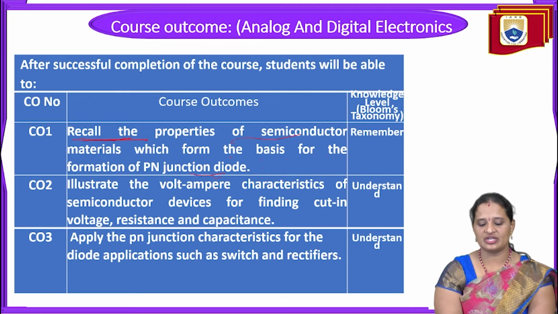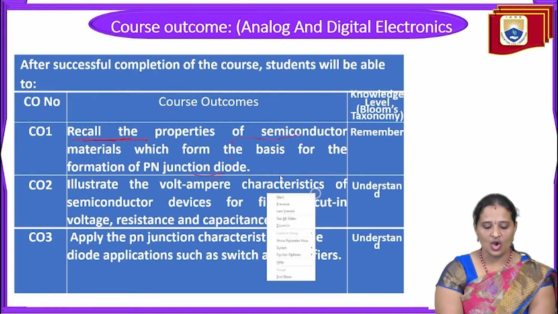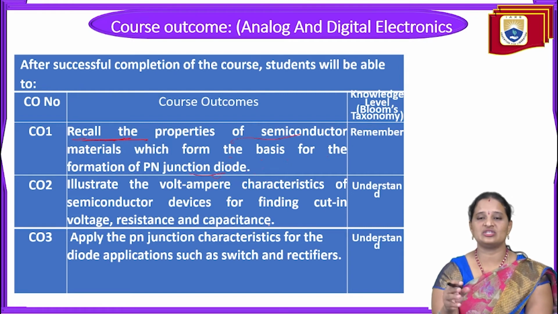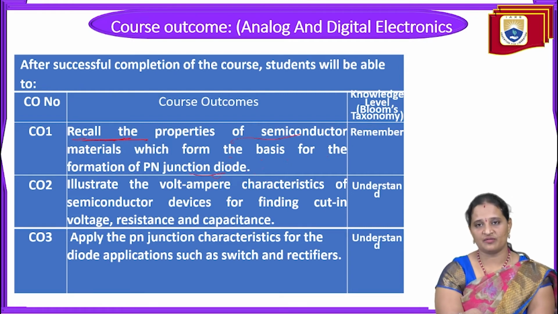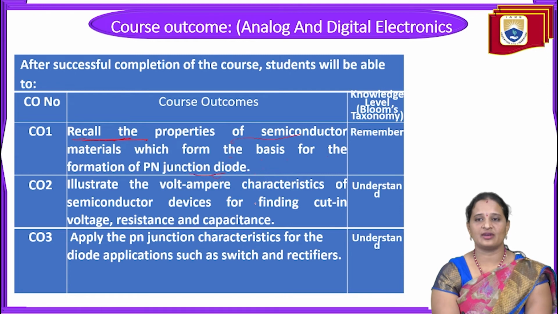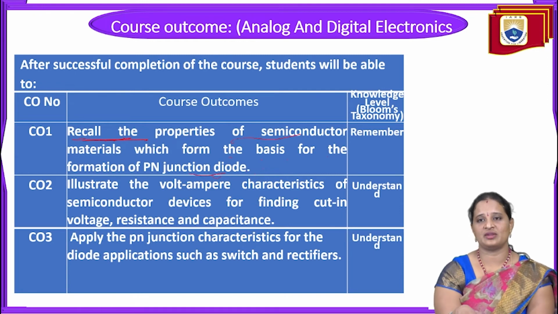So this is the resulting evidence. Now the second one: illustrate the volt-ampere characteristics of semiconductor devices for finding cut-in voltage, resistance and capacitance. These cut-in voltage, resistance and capacitance are characteristic parameters of a diode. In order to calculate these, we are going to illustrate the volt-ampere characteristics. We are going to draw the volt-ampere characteristics of the PN junction diode. Now, apply the PN junction diode characteristics for diode applications such as switches and rectifiers.